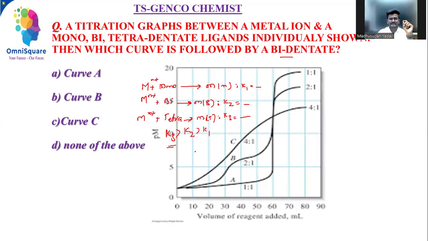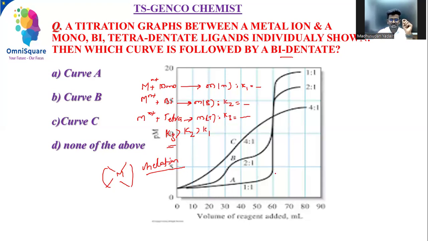The reason is when a ligand donates more number of atoms to the central metal ion, it will form a chelating compound. Chelation means ring formation takes place. When the ligands form rings with the central metal ion, their rate constants will be maximum.